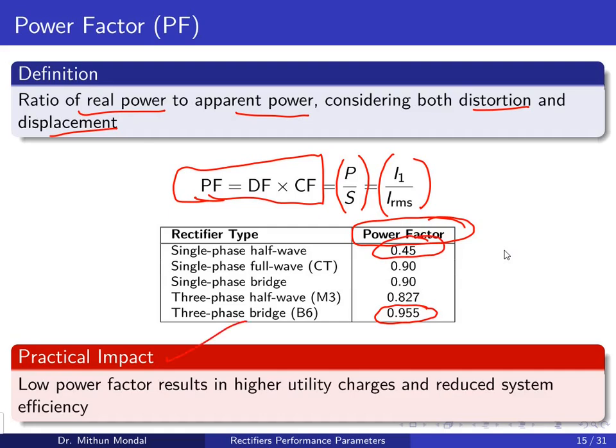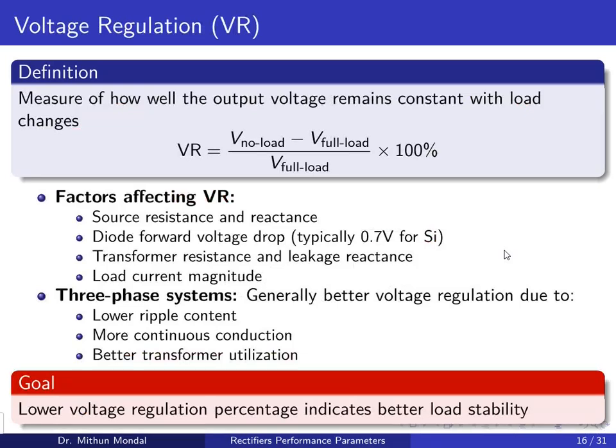The practical impact is that low power factor will result in higher utility charges and reduced system efficiency. As the power factor is low, we need to pay more electricity bill because the reactive power will be more and the real power will be less. We have already discussed power factor correction techniques in great detail in the previous lectures.